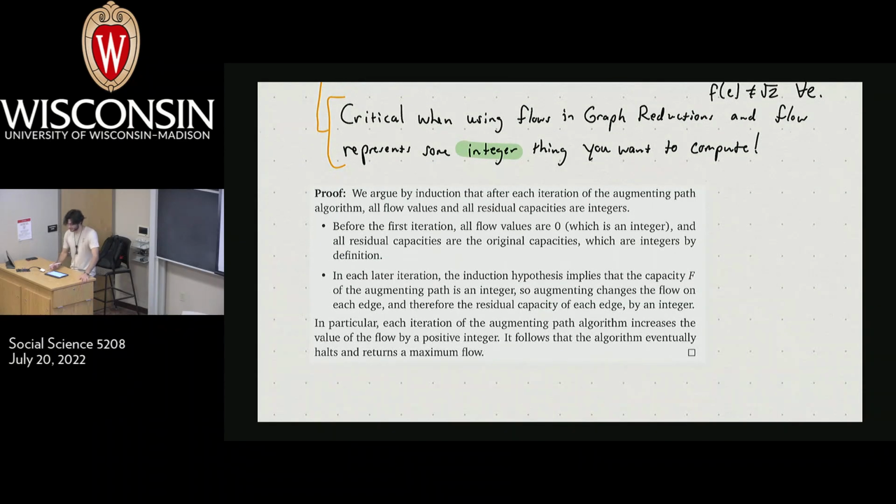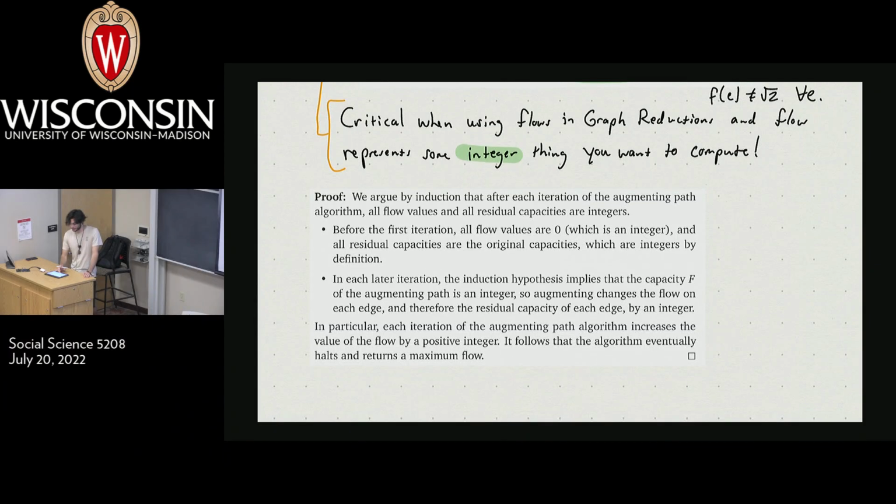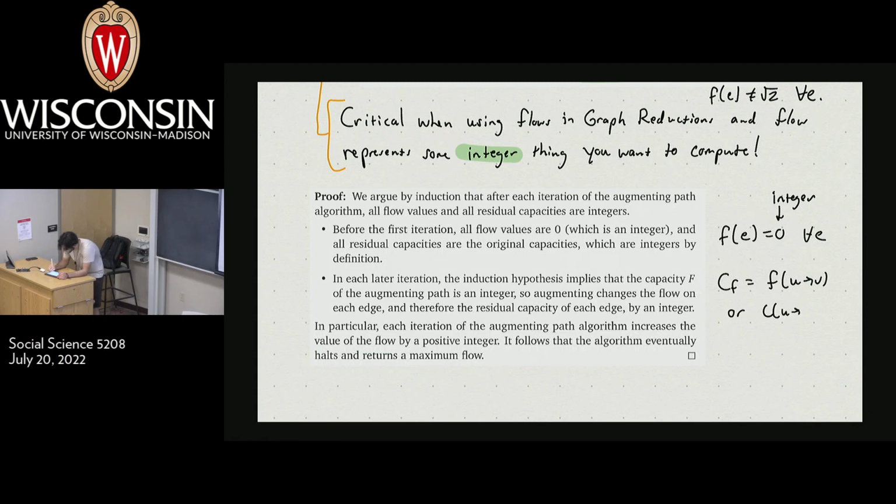So the proof of this is really easy. It's by induction on the iterations, but the idea is even easier. So we start the process with the 0 flow. Obviously 0 is an integer. And now we create the residual at any point in time. And the residual is either a flow value or it's the capacity minus a flow value. Strictly speaking, let me reverse that.